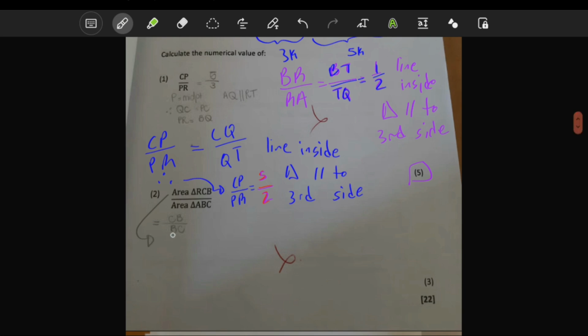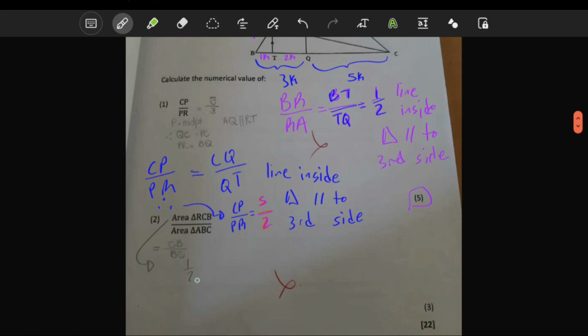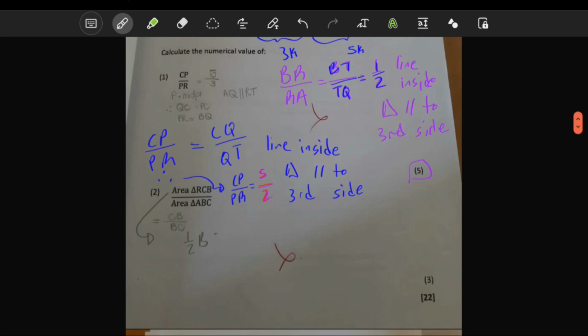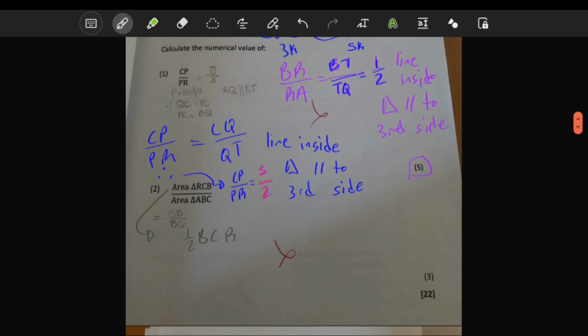For the top part, you have the area of RBC. The area of RBC is half base times height. So your base is BC. Let's say the area here is going to be a half, the base is just BC, so let's put BC here. And then your perpendicular height is RT, so let's put RT here. So this is the area of the top triangle.